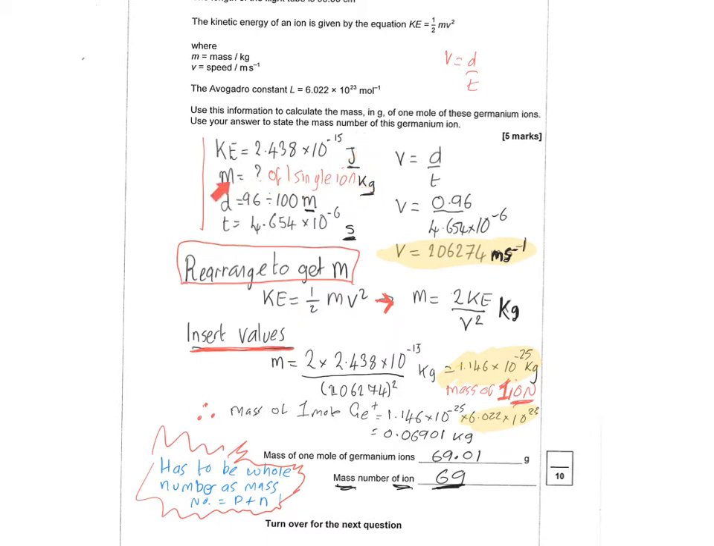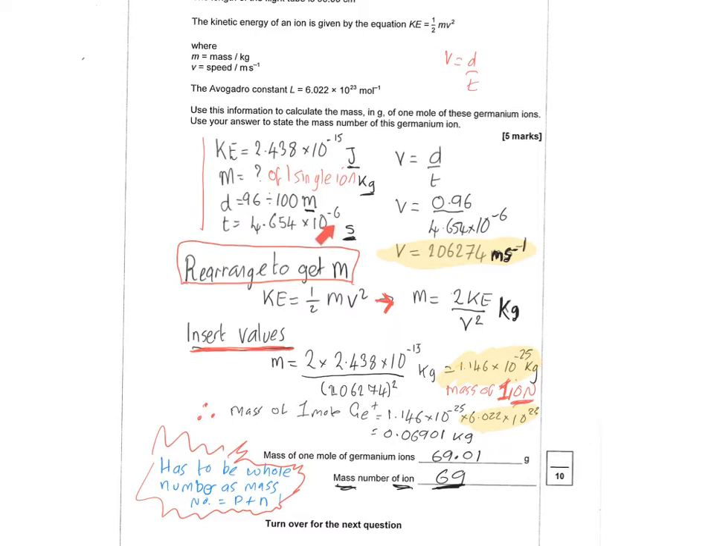Remember, m in the equation is the mass of one single ion, and its units are kilograms. The distance is always in meters, and here they tried to trip you up because they gave it to you in centimeters. Can you convert centimetres to metres? That's the distance. The time has been given to you in seconds, and notice times are always really, really tiny. They fly so quickly, so that's going to be in the magnitude of 10 to the minus 6.